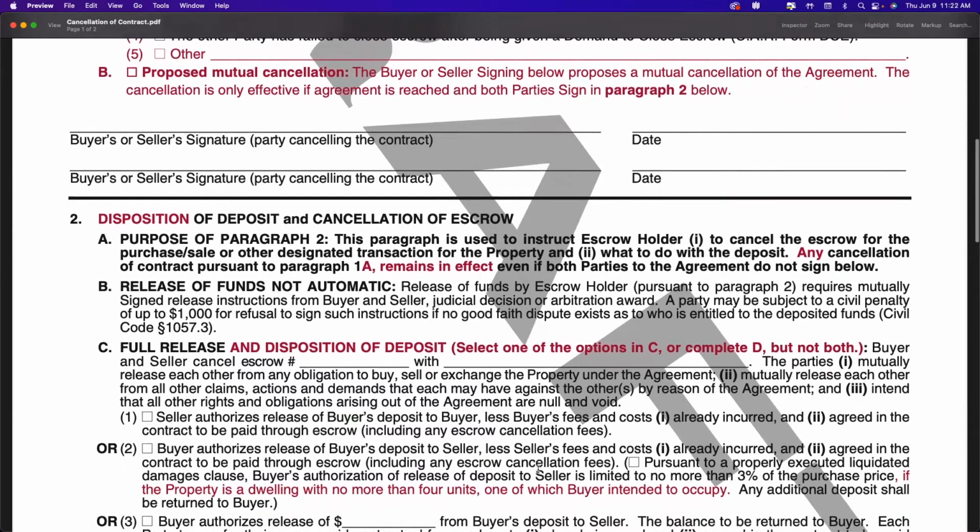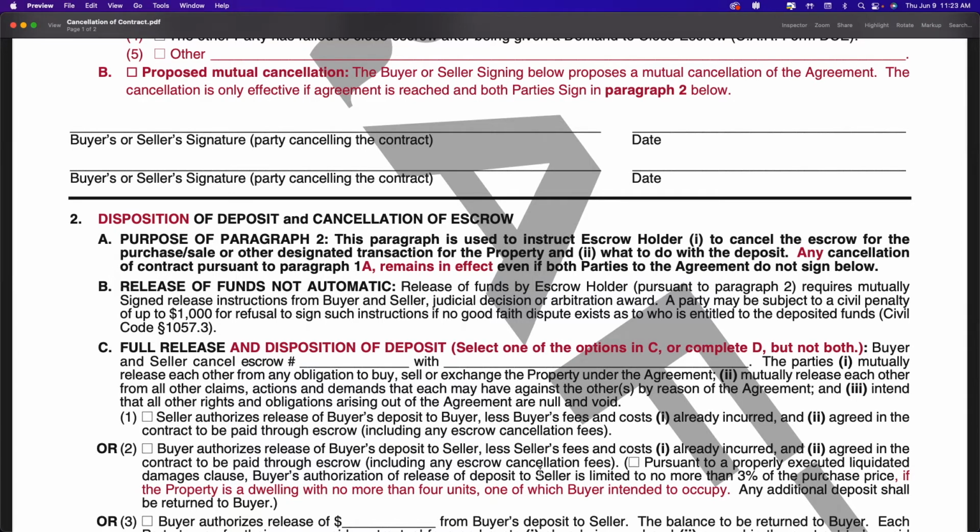Okay? Release of funds are not automatic. Release of funds by escrow holder pursuant to paragraph 2 requires mutual signed release instructions from buyer and seller, judicial decision or arbitration award. So what that means is either we both sign and give this to escrow and escrow says, yes, here we go, and they may generate their own escrow instructions for the release of deposit, or we've gone to court. We have a judicial decision or an arbitration award. Then the court can instruct the escrow whether the seller and buyer have both signed. The court can instruct the escrow to release a deposit to one party or the other.